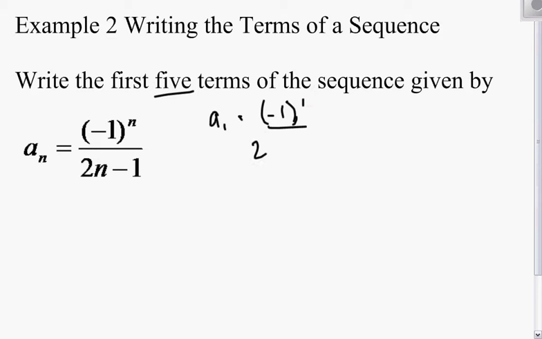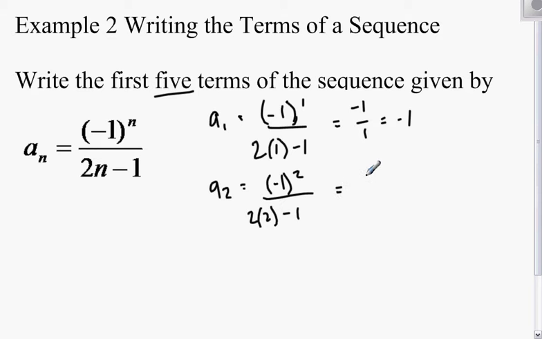over 2 times 1 minus 1. Well, negative 1 to the first is negative 1 over 2 times 1 is 2 minus 1 is 1, we get negative 1. A sub 2 is negative 1 squared over 2 times 2 minus 1, we get 1 over 3, 1/3. A sub 3, again, same thing.